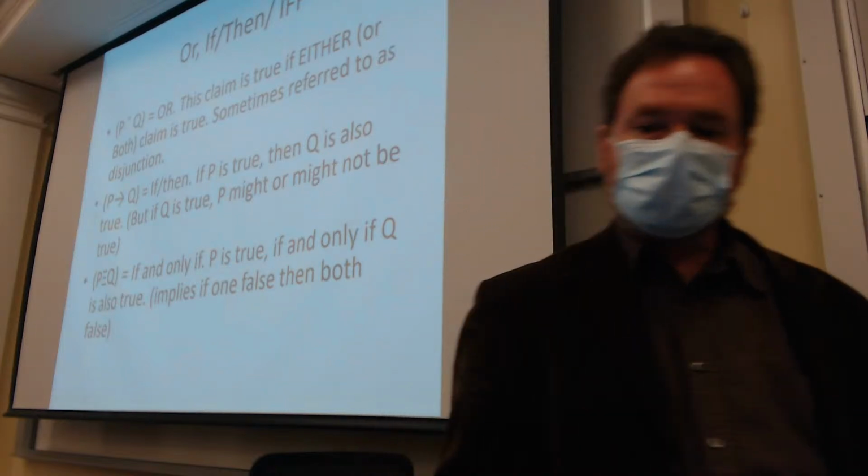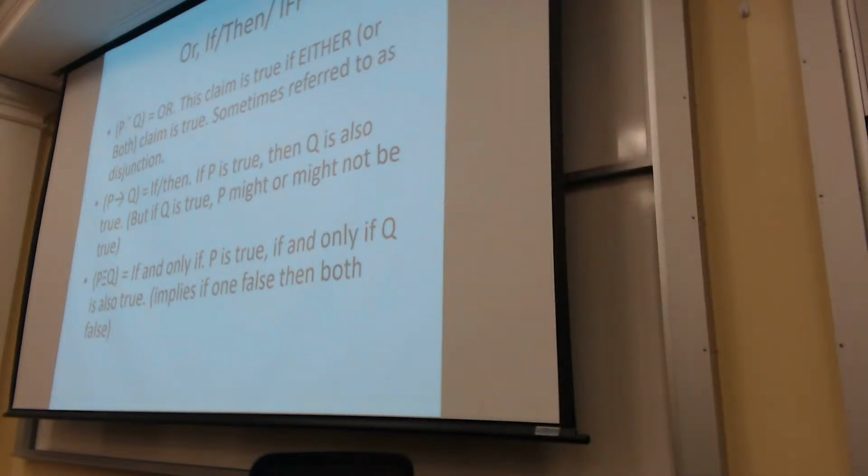All right, second bullet point. The arrow in your text is represented by a sideways horseshoe. I forget the technical name of that symbol. I prefer arrows. But this truth claim is a conditional, if-then. And all the if-then promises is that anytime P is true, then Q must also be true.